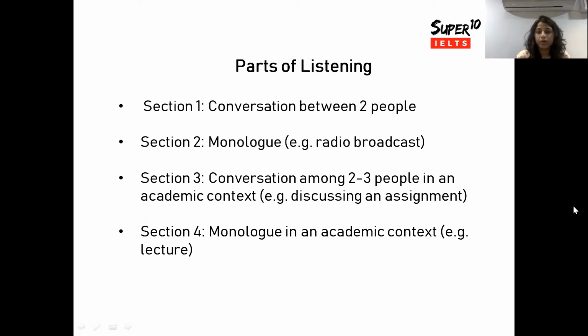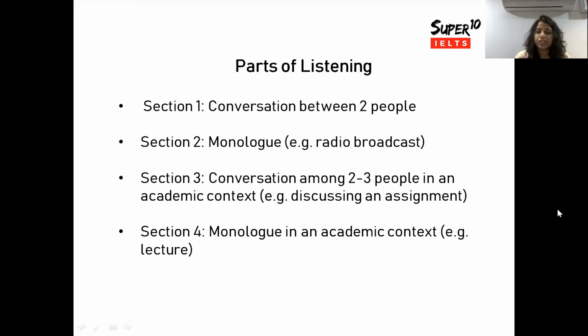Now, when we talk about parts of listening, they can be seen in 4 sections. Section 1 is a conversation between 2 people. This is a very short and easy conversation that you can catch, and it gives you a little warm up for the test. It is not really difficult compared to the other parts. So this is just a warm up session for you.